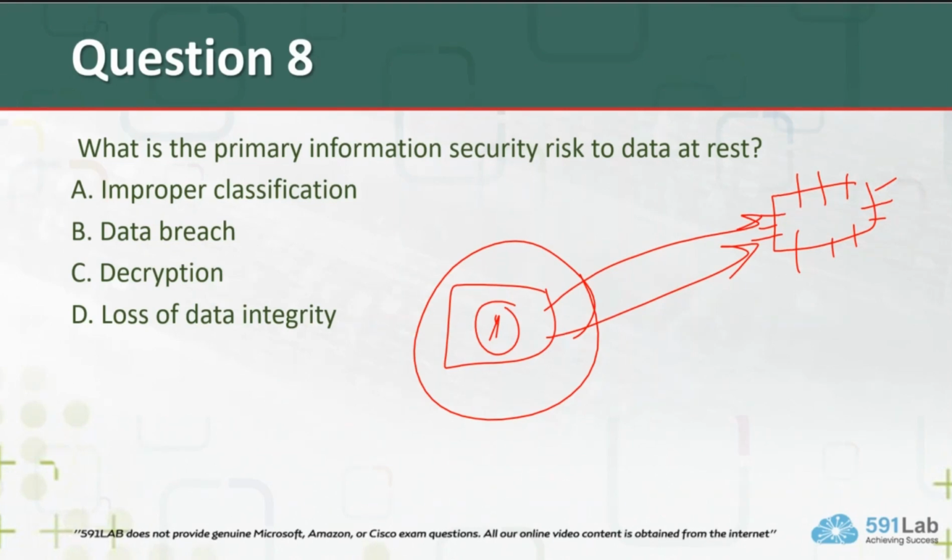So as you can see, all of the answers are correct, but still we have to choose the best answer. The biggest threat to data at rest is breach. Data at rest with a high level of sensitivity is often encrypted to help prevent this. Decryption is not a significant threat because maybe we can decrypt the data for our own use. Data integrity could occur, but proper backups can prevent this. And of course, data could be improperly classified, but this is not a primary threat to the data.